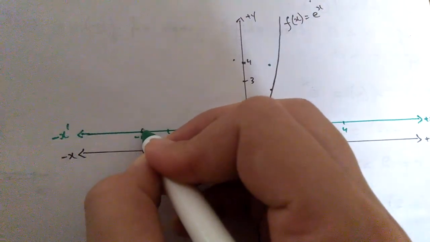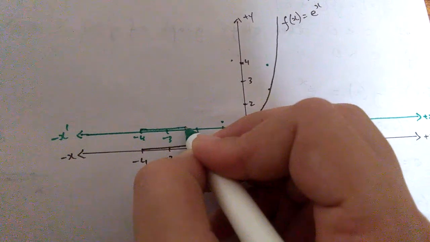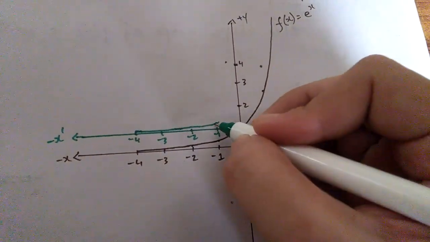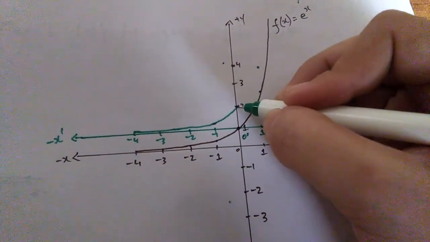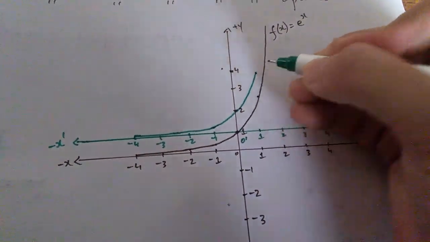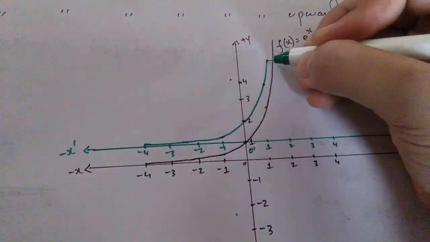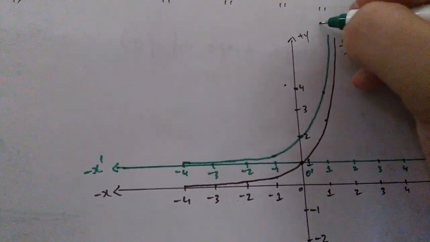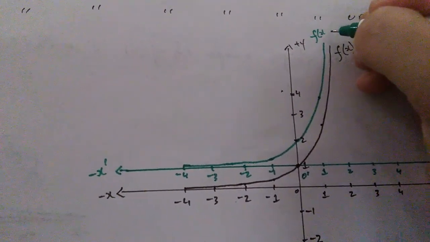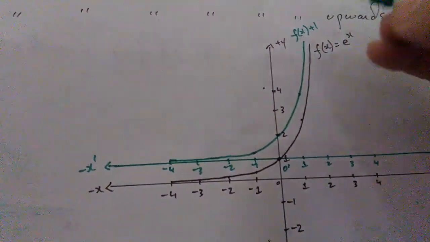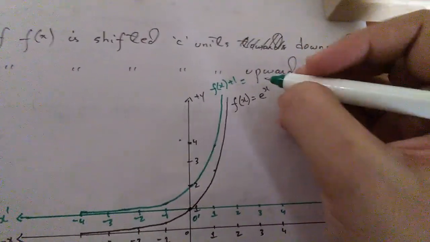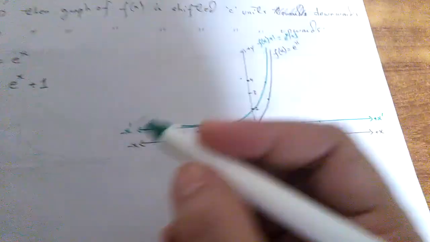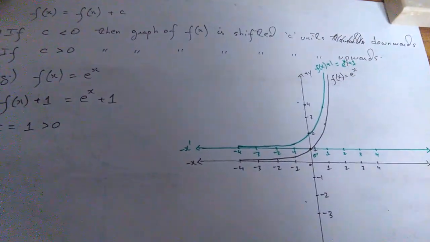This is going to be... have to be very careful. At 0, you're having 1 unit in the y-axis, like this. Okay, so this is it. That's how you perform the vertical shift and your f of x plus 1, which is your e power x plus 1. Okay, that's it. In the same manner, I hope it is clear to you.